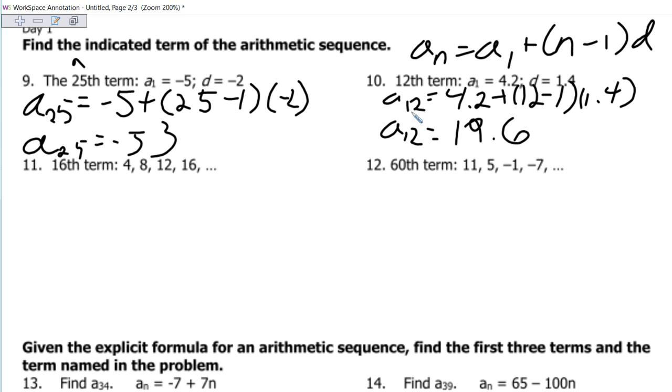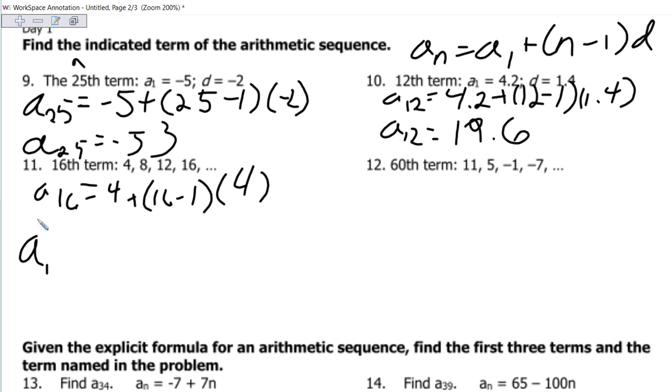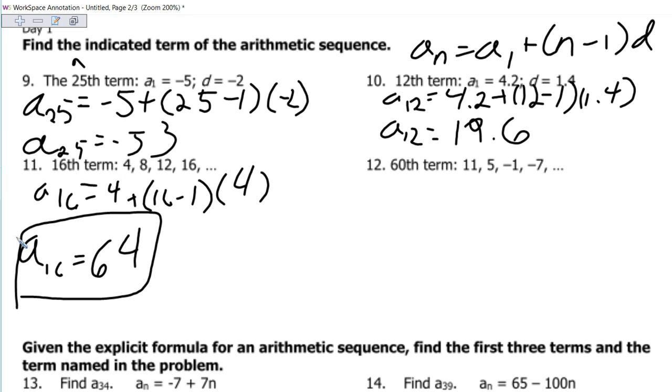So next thing, okay, we got number 11. Let's see, we've got A sub n, which is going to be A sub 16, equals 4 is our initial number, okay, plus 16 minus 1, and we've got to find our d, our common difference. So 4 to 8 is plus 4, 8 to 12 is plus 4, 12 to 16 is plus 4, so it's all plus 4. So, positive 4. So, let's see. 16 minus 1 is 15. 15 times 4 is 60. So, A sub 16 equals 64. And there it is. Alright, and now on to the next one.